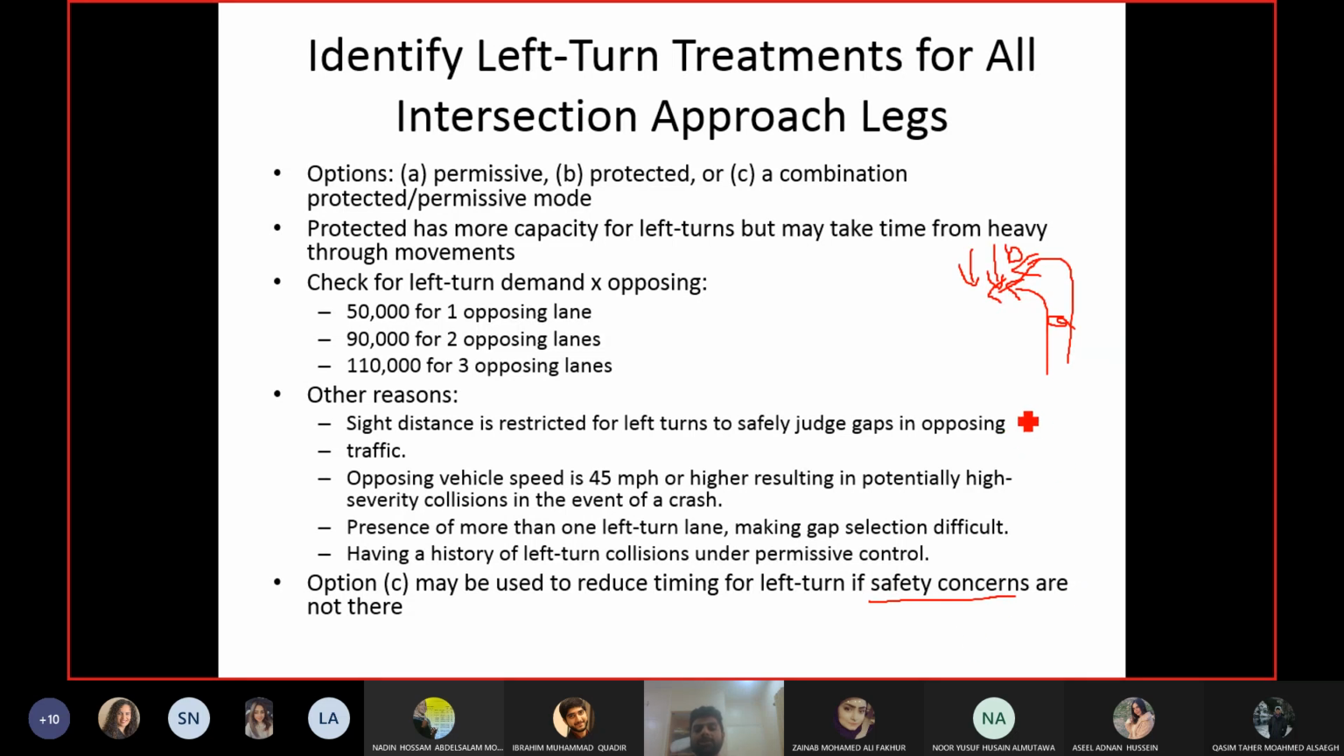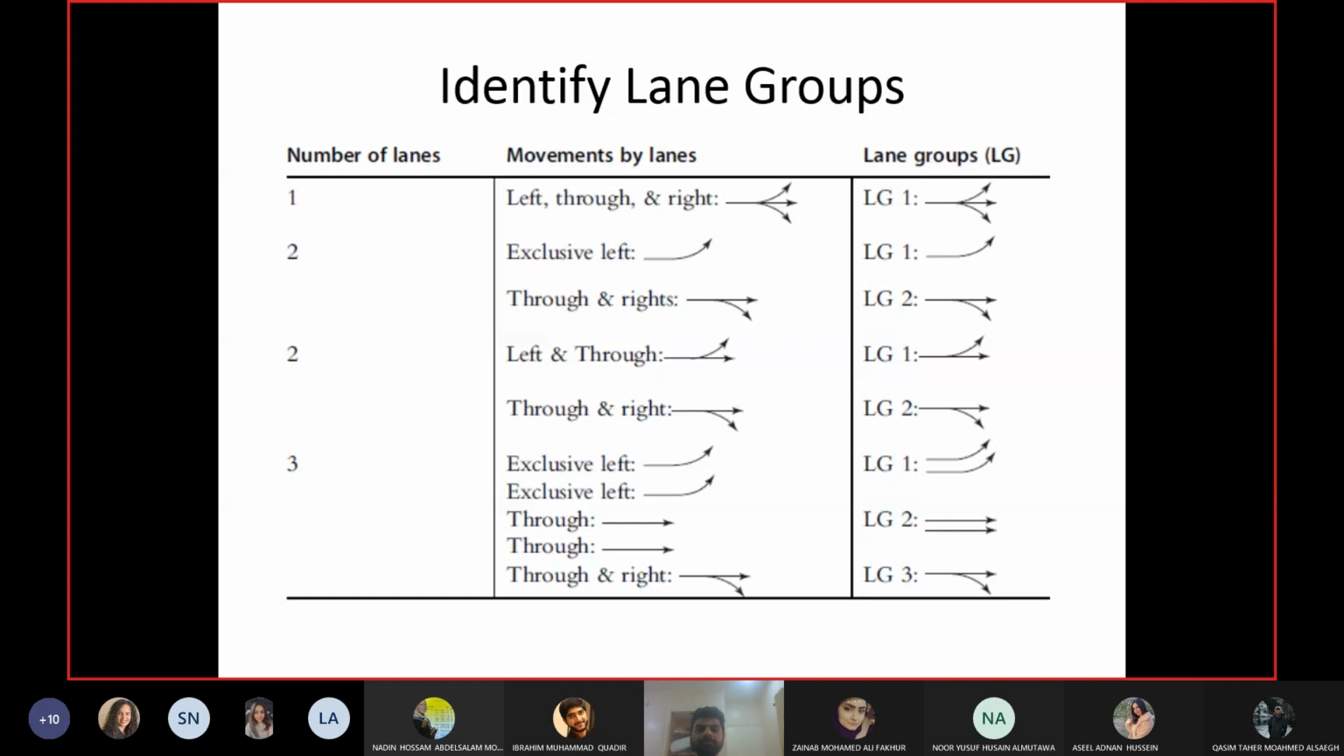So all these things, if you see, all these 5 reasons are related to safety. So we have one criteria which is related to volume, and then we have other 4 or 5 points which are related to safety. Okay, so safety is the main concern here, and this is why you must have seen in Bahrain that we are not using permissive left turn. Okay, because it can be confusing for the drivers and there can be safety issues.